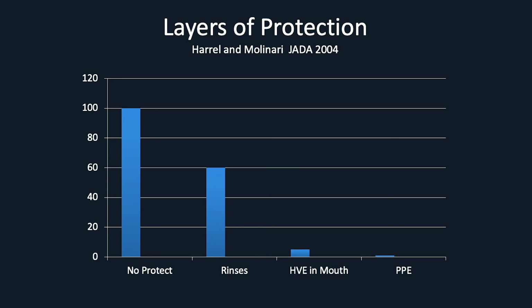The next bar shows after using rinses. Remember, rinses will drop bacterial load by 40 to 80%. So I put 40% in here. So we've dropped from the 100 to 60. Much less viral load we have to worry about. Now, against that viral load, we are going to use a high volume evacuator in the mouth, 2 centimeters away from the tip, and it's going to reduce that by 93%, which brings it down to around 4% of the viral load the patient walked in with. So we have reduced it dramatically with the first 2 layers of protection.